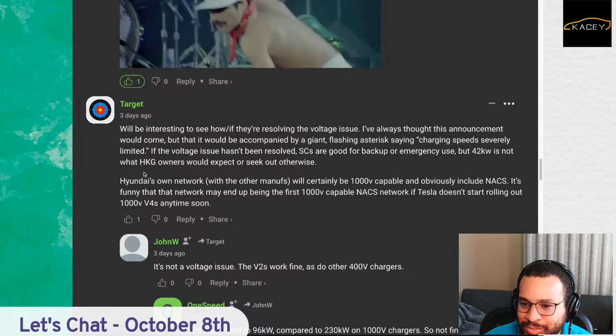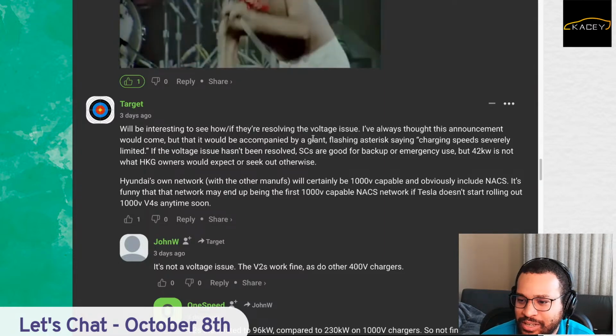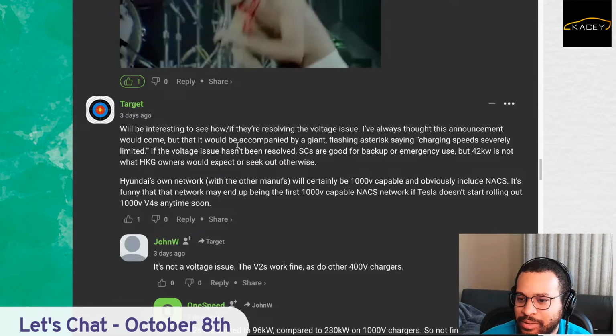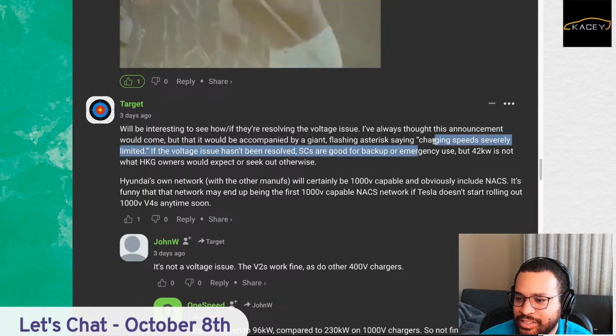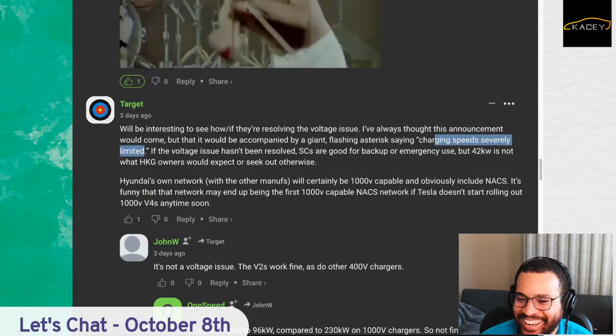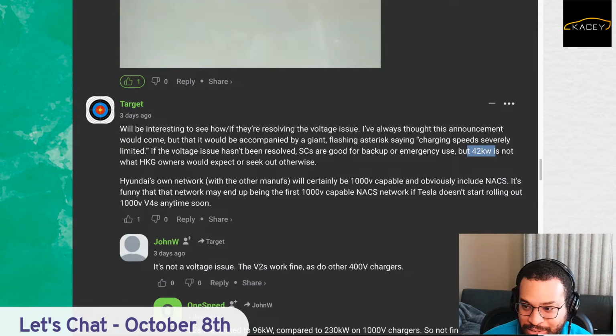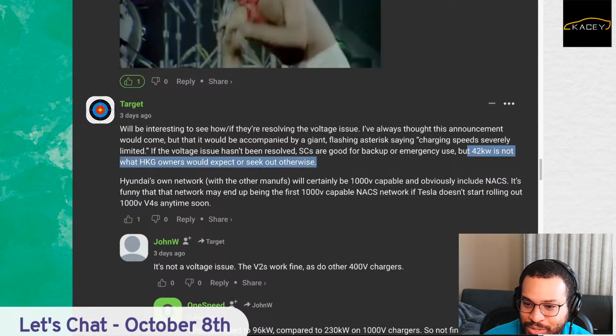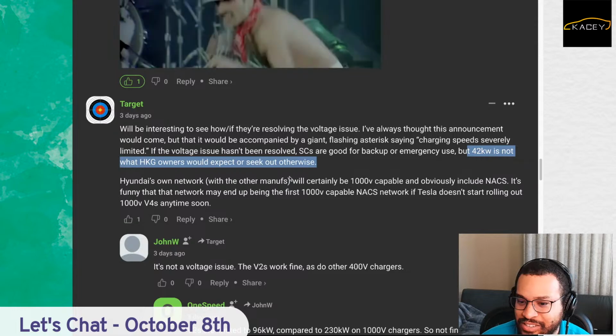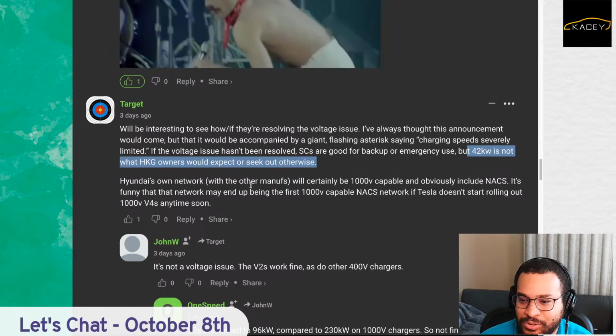It'll be interesting to see how they've solved the voltage issue. I've always thought this announcement would come, but that it would be accompanied by a giant flashing asterisk saying charging speeds severely limited. If the voltage issue hasn't been resolved, then superchargers are good for backup emergency use, but 42 kilowatts. Oh, I thought it was much higher than that. 42 kilowatts. That's slower than a Bolt.